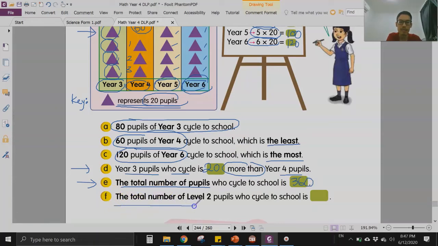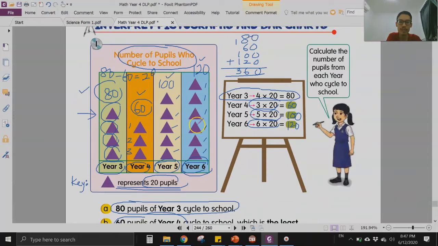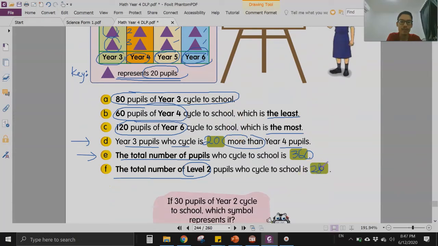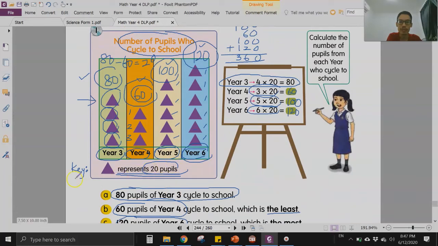Question F, total number of level 2 pupils. Level 2 means like tahap 2. Tahap 2, that means year 4, 5, and 6, right? Year 4, 5, and 6. So 60 plus 100 is 160. 160 plus 120 is 280. So the answer is 280 pupils. So that's how you interpret the data from a pictograph.